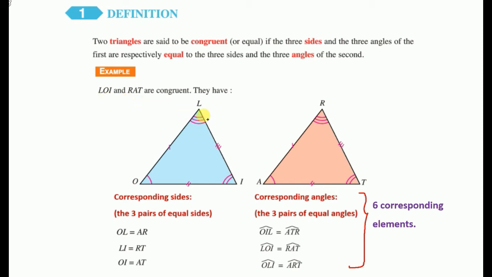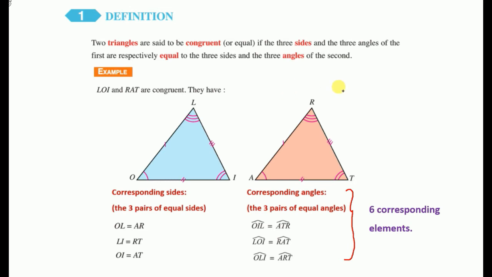So here they gave us the fact that these two triangles are congruent. That's why we can say that all these 6 corresponding elements are equal. In the next part of our lesson, we will learn how to prove that two triangles are congruent.